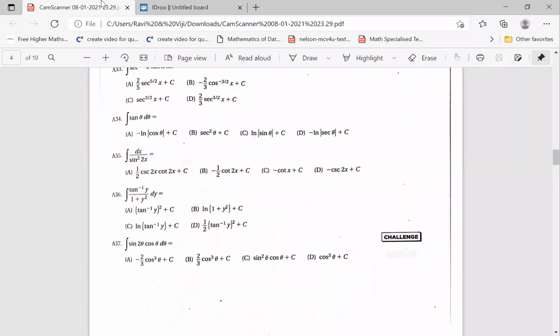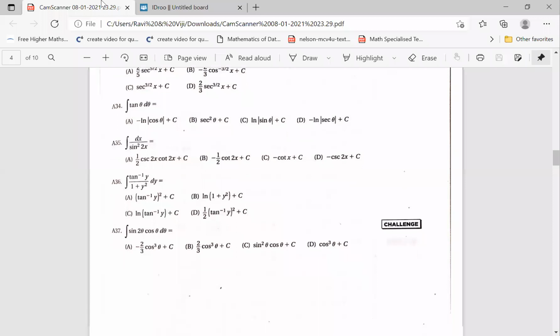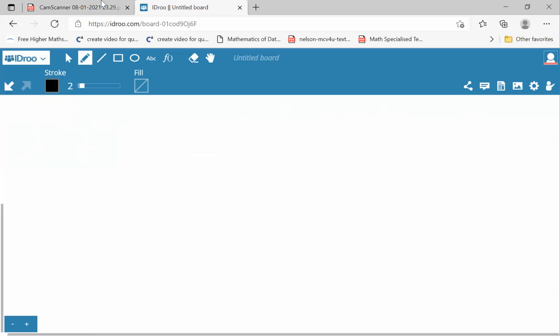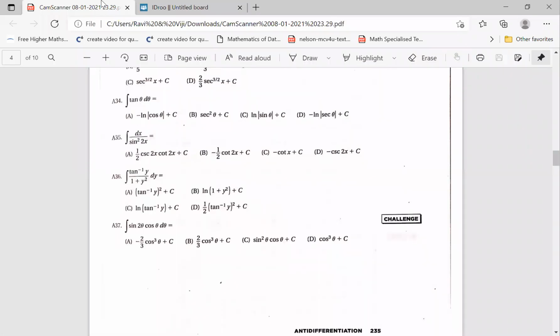Let's see which option is correct. You can see minus 1 by 2 cot 2x plus c. So option B is minus 1 by 2 cot 2x plus c. B option is correct. Let us go to the 36th one.